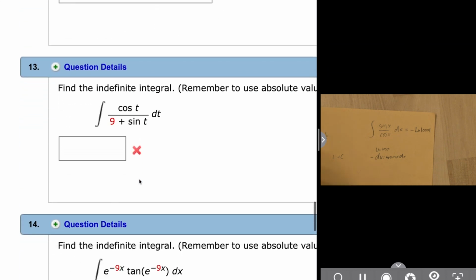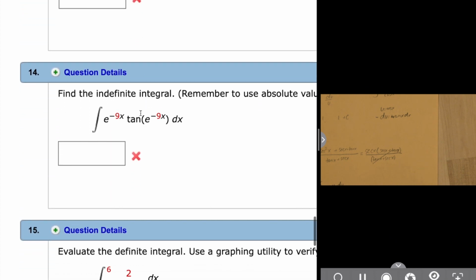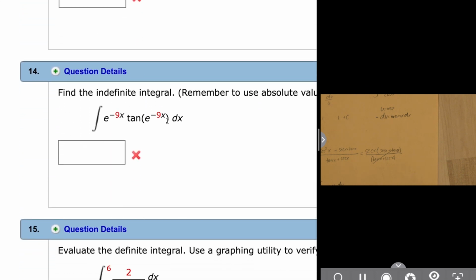Okay, up next, this one becomes a little bit more obvious, so I actually think I'm going to skip this one because, hey, look, 9 plus sine of t just derives to cosine. There it is in the numerator. Just be careful to use t's. So let's move on to this next one. It's another integrating tangent question. So, again, we're going to be really careful here.